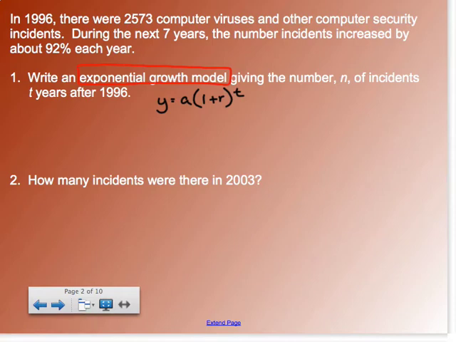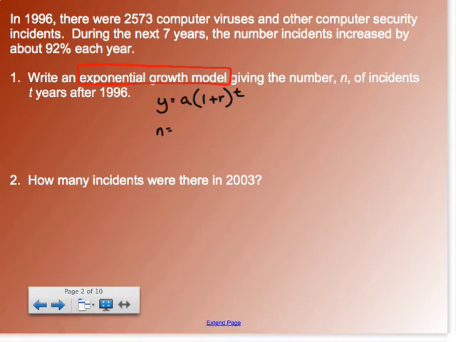It says I want to know the number of incidents after t years. So the incidents are going to be the output depending upon how many years I've gone into this process. So y is going to be replaced with n, so n equals. It's still going to be t in there because I want to talk about how many years after, so t is going to remain. So there are my 2 variables, n, and eventually I'll put t at the very end. But now I've got to figure out what a is. What is my a amount?